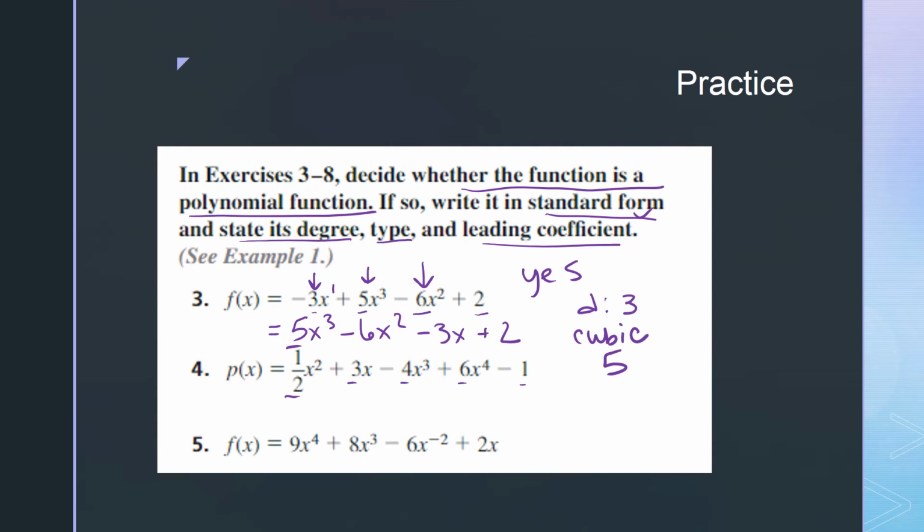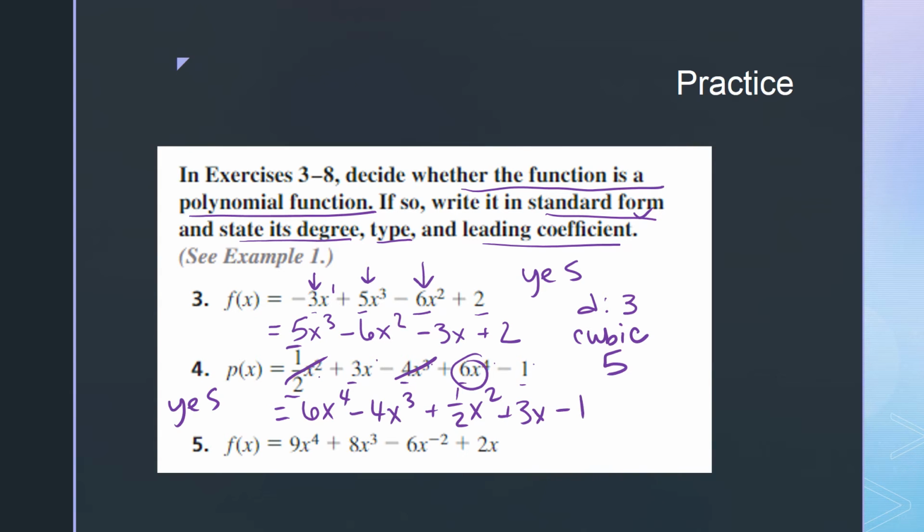Okay, so for number 4, we're going to check out all of our coefficients first. They are all real numbers. My exponents are all whole numbers. So it looks like this one is yes, also a polynomial function. We just need to rewrite it correctly. So 6x to the 4th is going to be my first term. And then minus 4x to the 3rd. Then plus 1/2 x squared, and then plus 3x minus 1.